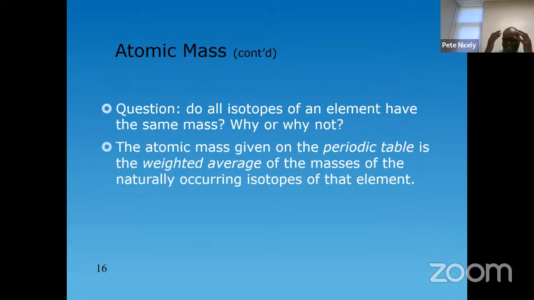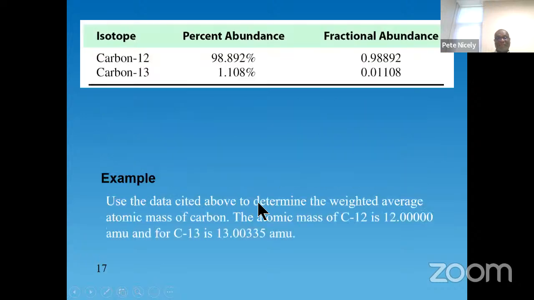So in order to get a number which represents the average mass of a particular atom of an element, which takes into account the existence of the different isotopes, we have what is known as the weighted average, right? Masses of the naturally occurring isotopes of that element. And that is expressed as the atomic mass for the particular element.